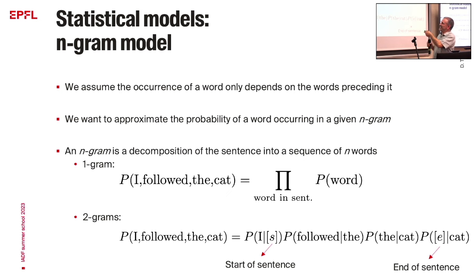So it's basically the product of the probabilities of each word in the sentence. You just look at them one by one. It's like doing pixel classification without looking at the spatial context, in a way, okay? But if you do it like that, you basically miss all the structure of the language.